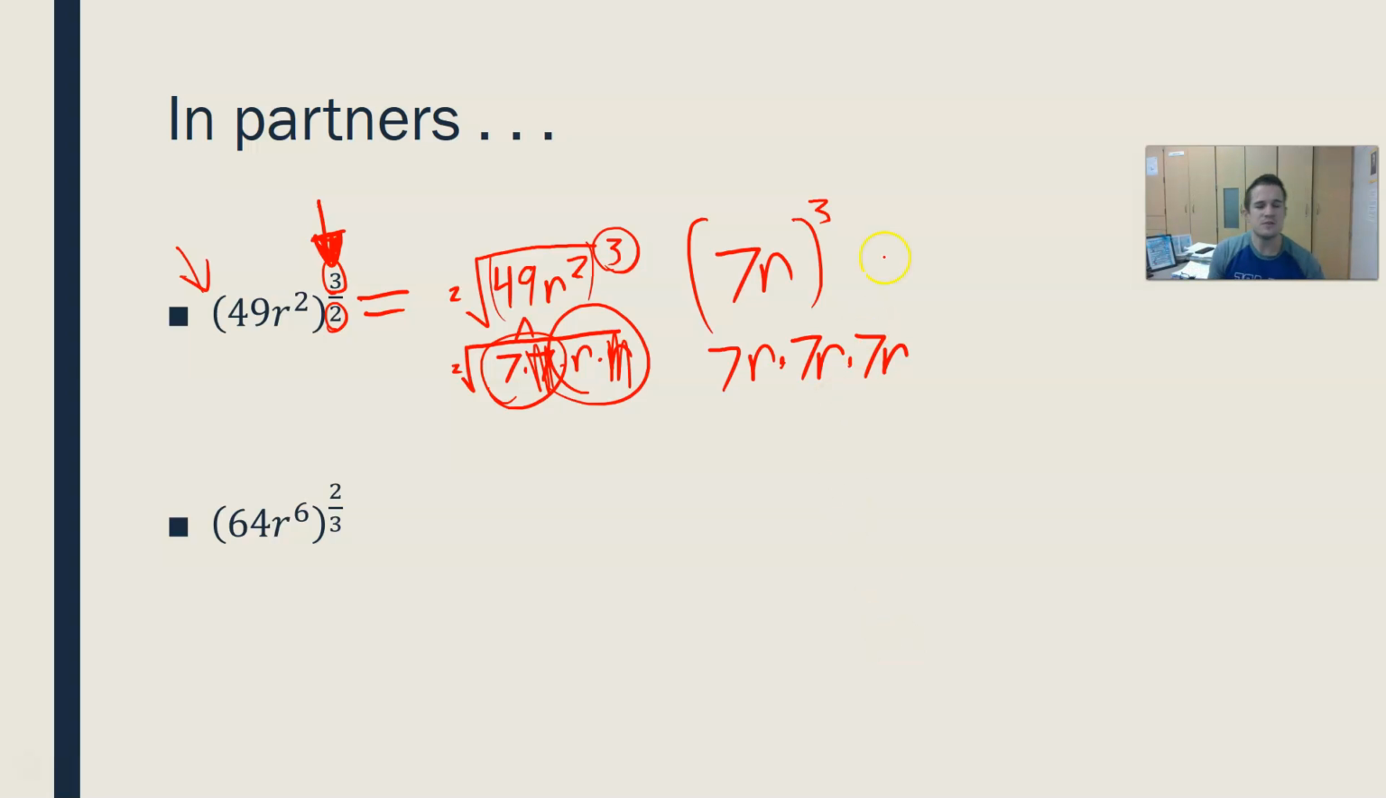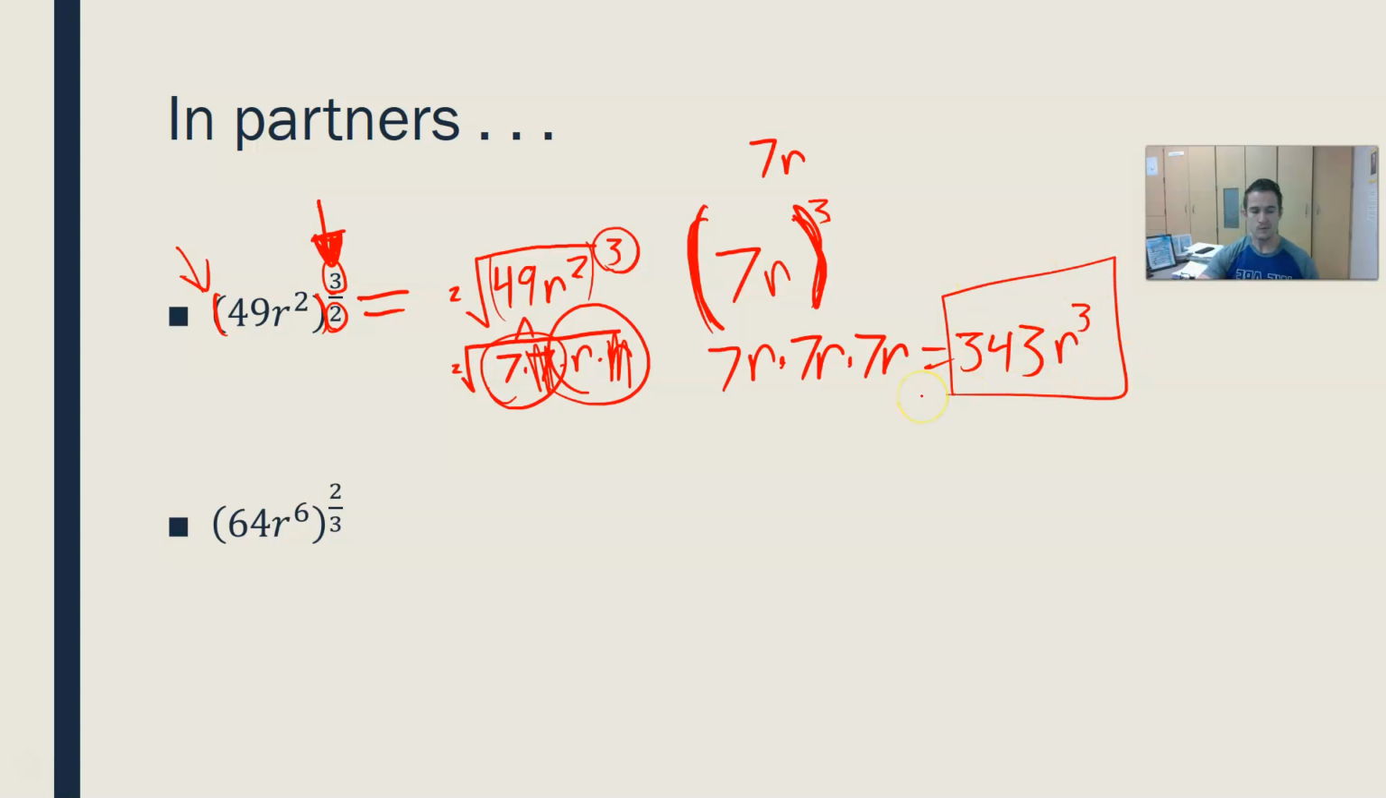Something I'll see some students do is they'll just take this r to the 3rd power and write their answer like 7r cubed. But since this whole thing was originally in parentheses, right, this whole thing needs to be taken to the 3rd power. So, 7r times 7r times 7r, well, 7 times 7 times 7 is 343. And then r times r times r is r cubed. So 343r cubed, that would be my final answer.